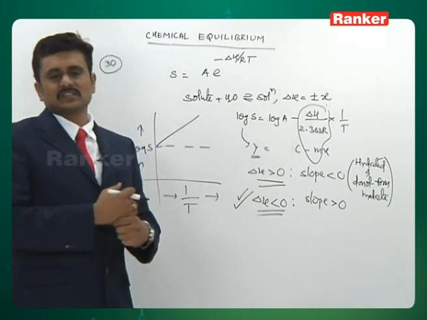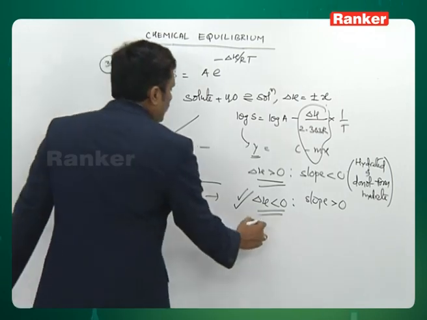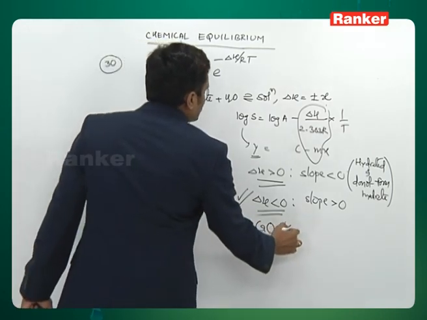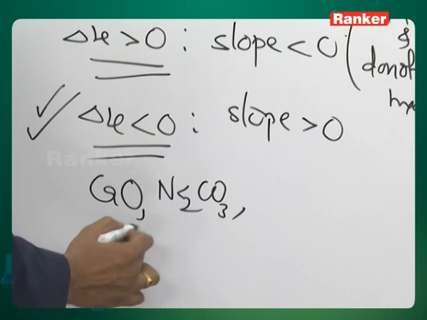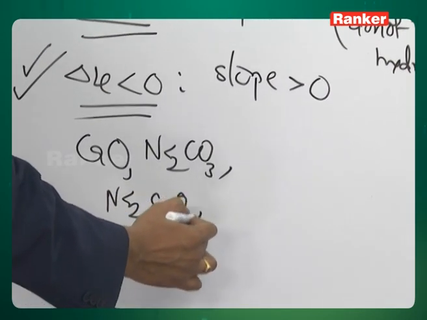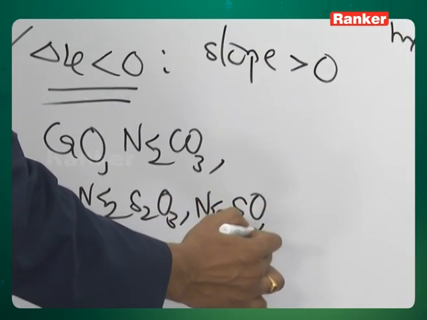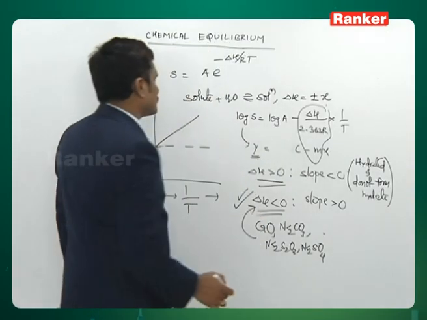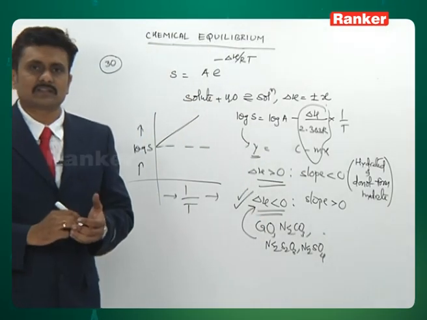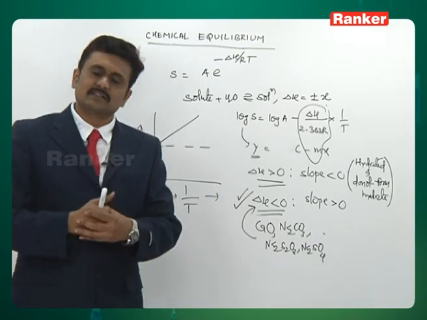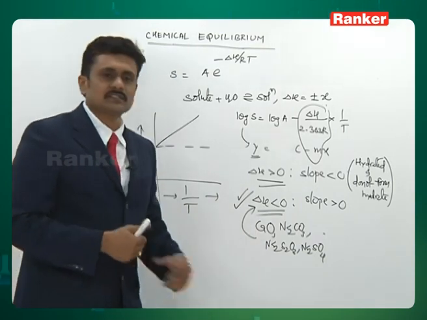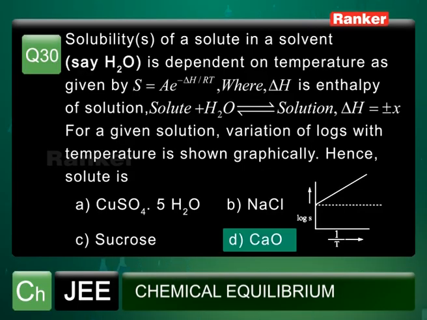When it comes to CaO, you know, the dissolution of CaO, Na2CO3, Na2S2O3, sodium sulfate happen to be exothermic in nature because they are going to form a strong bond with water, whether it is hydrated or hydroxides. So the correct option for the given question is option D, that is CaO.